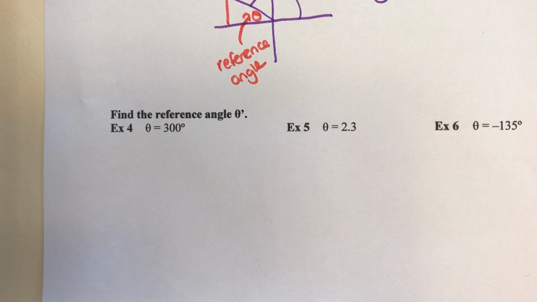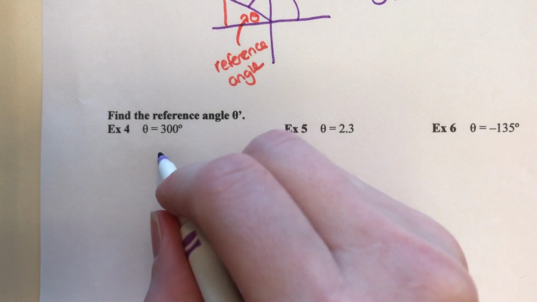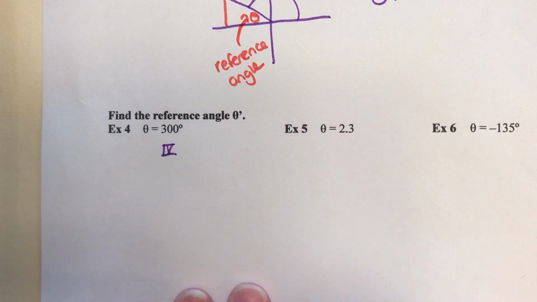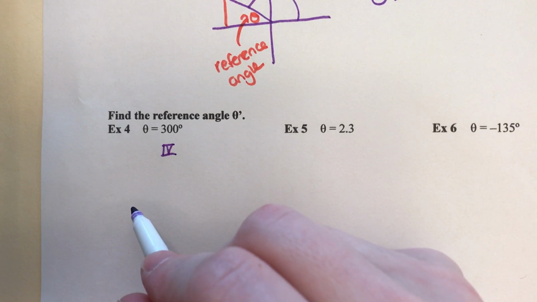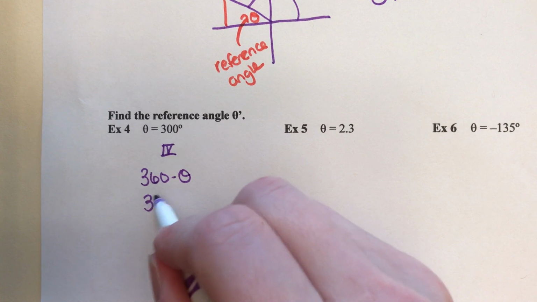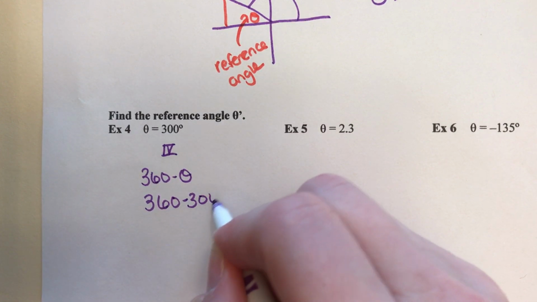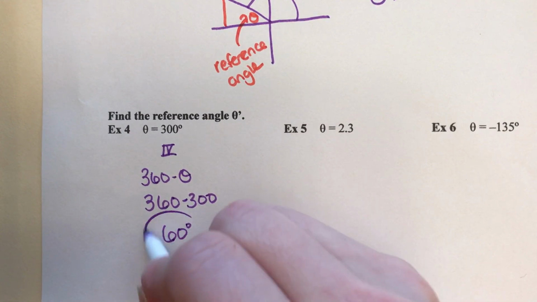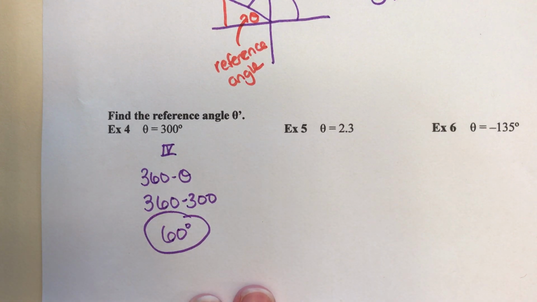Okay, so let's practice trying to find a couple reference angles. So let's look at number 4. Number 4 is 300 degrees. So that is in the fourth quadrant. So if I want the reference angle, I'm going to use the formula 360 minus theta. So 360 minus 300 gives us 60 degrees. So you're right as long as you get an angle less than 90, because that means that you would have a right triangle.